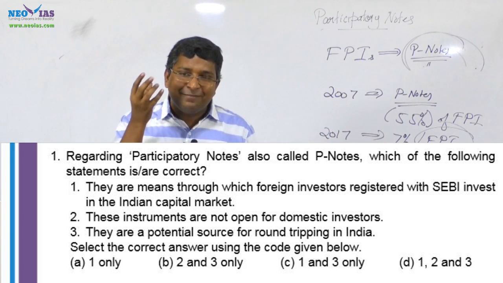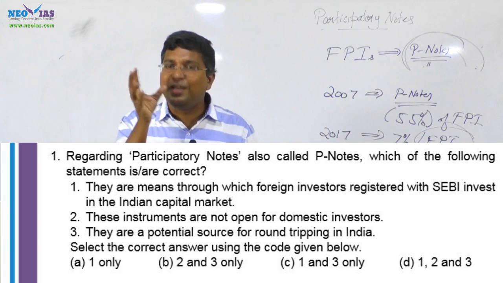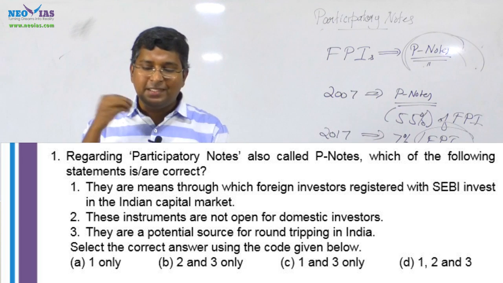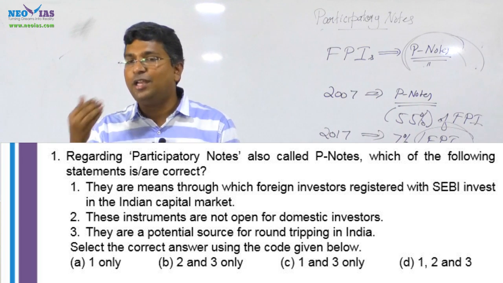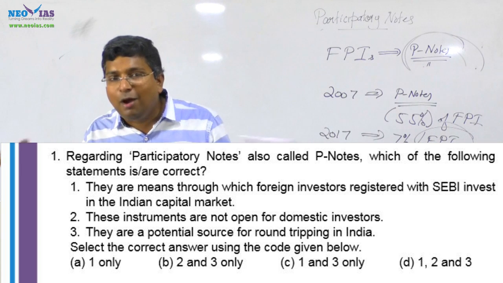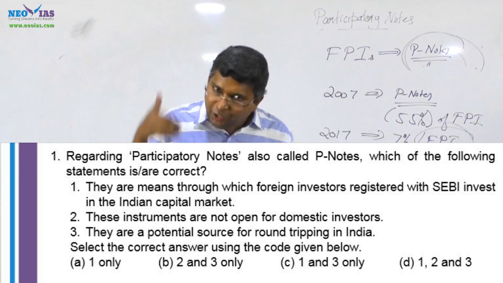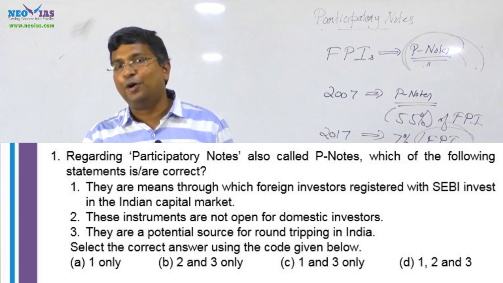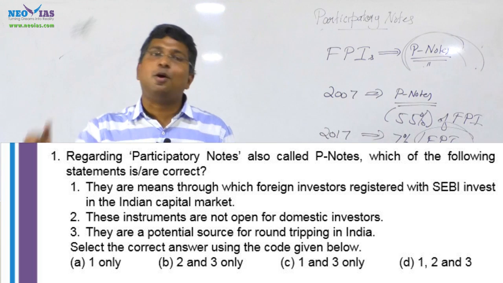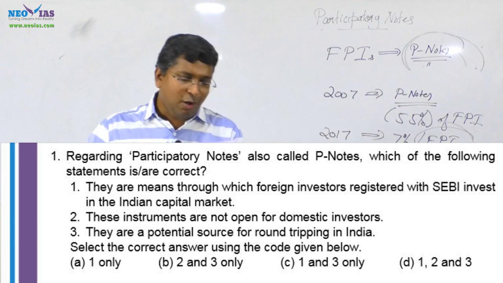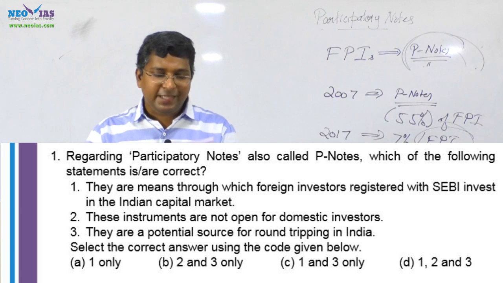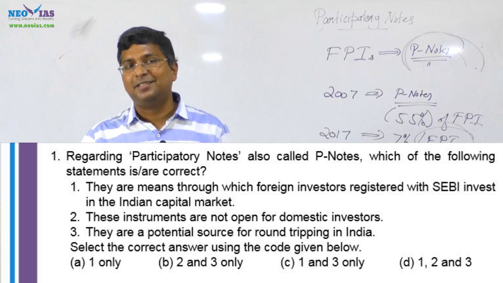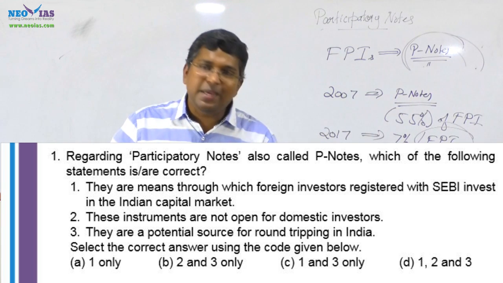When you read the statement, you need to be very clear. The statement says foreign investors registered with SEBI. If foreign investors are registered with SEBI, they are not participatory notes. They are foreign investors who are not registered with SEBI, and they are called participatory notes. The first statement is wrong. If you know the first statement is wrong, see the choices. Choice A has 1, so choice C and choice D you can eliminate. So what is the answer? Answer is B, 2 and 3 only.